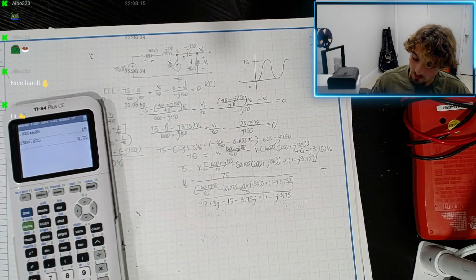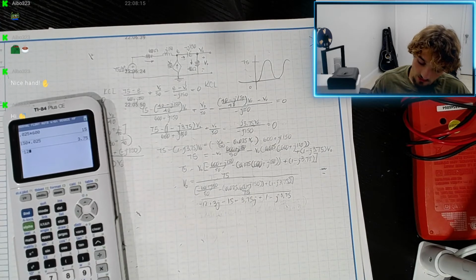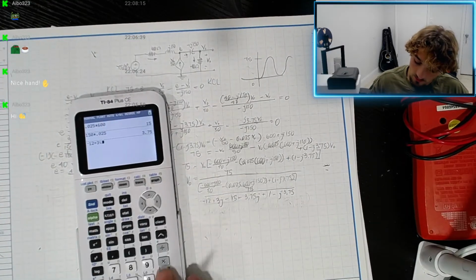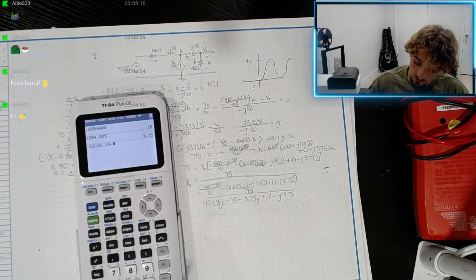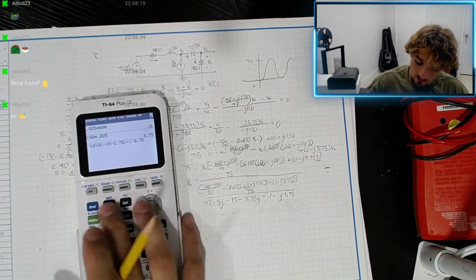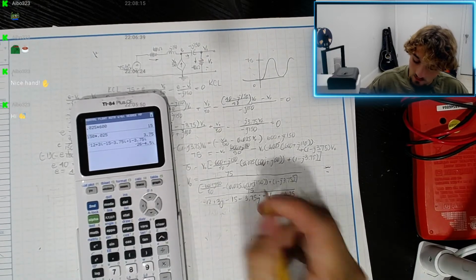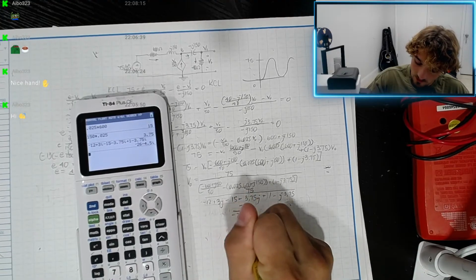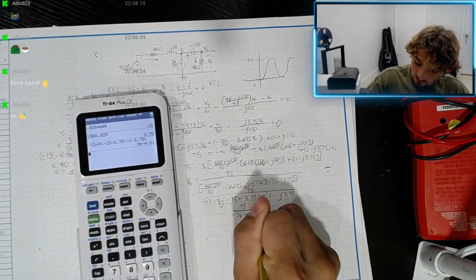Well, all of that's accurate. Is it? Let's just add it up then. Plus 3 I minus 15 minus 3.75 I plus 1 minus 3.75 I. 75 divided by negative 26 minus 4.5 I.